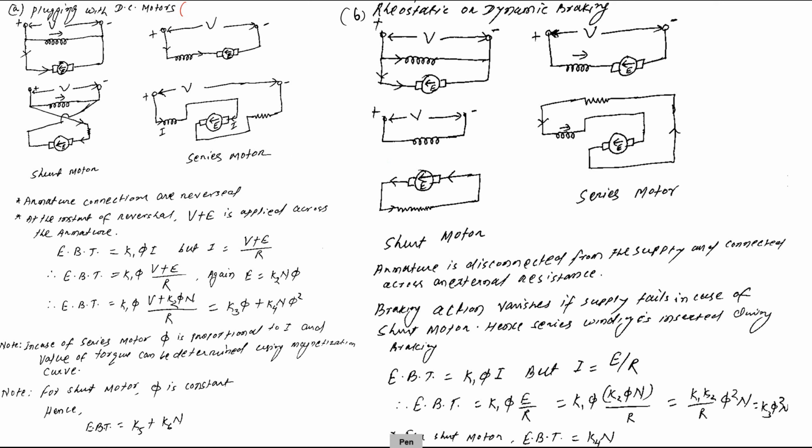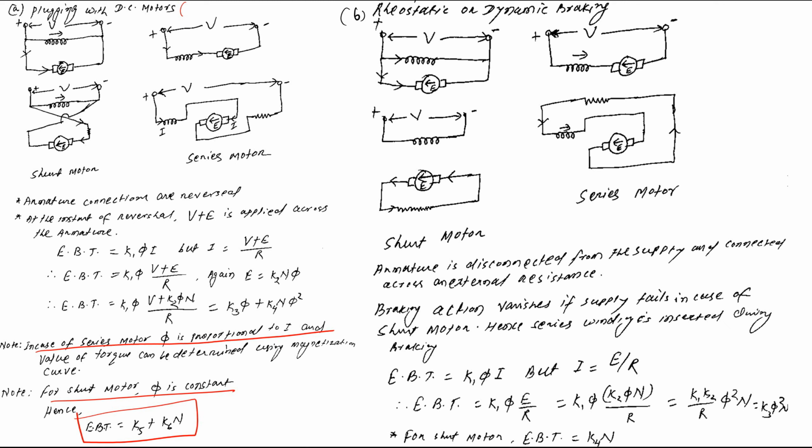Now, torque T equals K phi IA. But IA equals this, so this equals this. So now the equation becomes like this. For a shunt motor, phi is constant. In case of a series motor, phi is proportional to I, and the value can be determined using the magnetization curve. This is the whole thing.